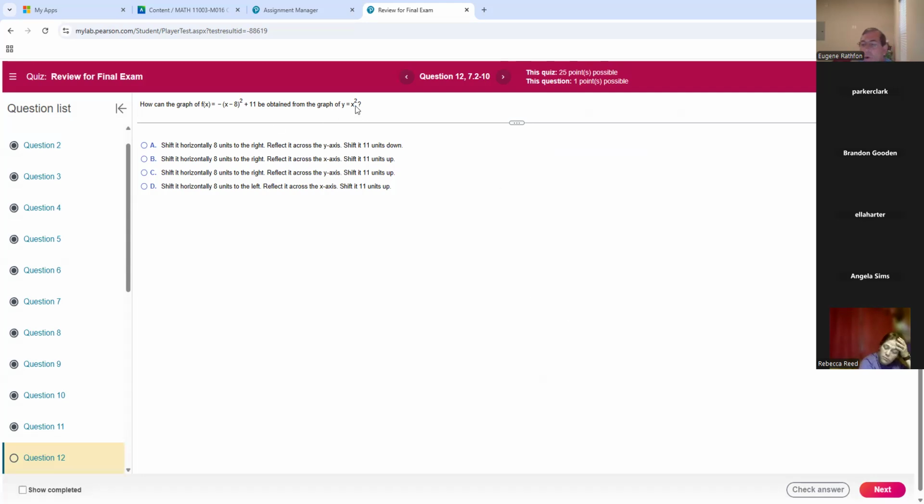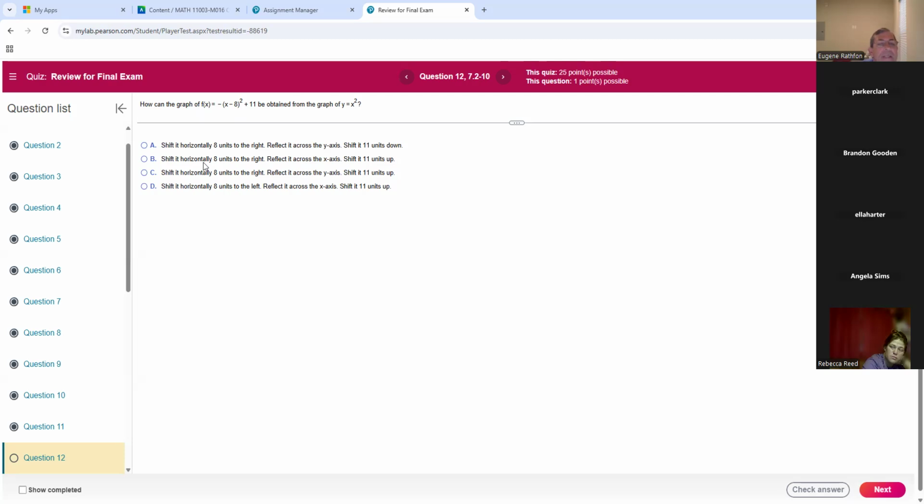Alrighty, so let's see. We're starting with the graph of x squared. They want to know how can negative x minus 8 squared plus 11 be obtained from that y equals x squared graph. So the first thing you're looking at is the 8 units. That 8 is being subtracted from the x. So anytime I subtract it from the x, I'm going to move to the right. Perfect, Carlethia. So I know that's going to go right 8 units.